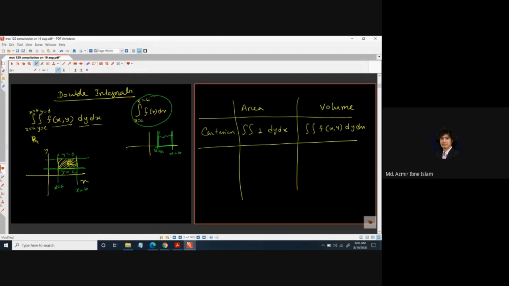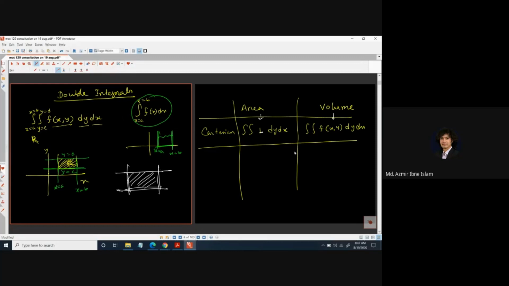So remember, if you have the function 1 with dy dx, then it will give you the area. And if you have f of x comma y with dy dx, it will give you the volume. So you can see, if you have x equal to a, x equal to b, y equal to c, y equal to d, both being constant values or real numbers, then it will obviously be a rectangle. So obviously you will get a rectangular region.